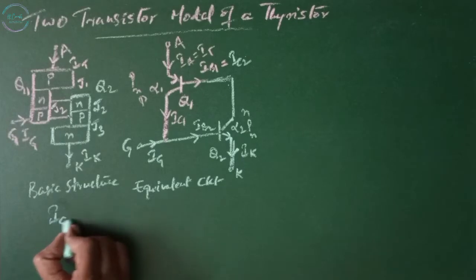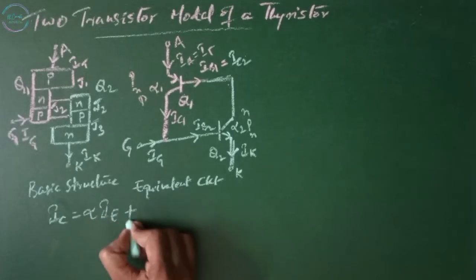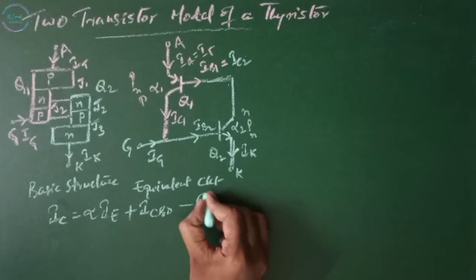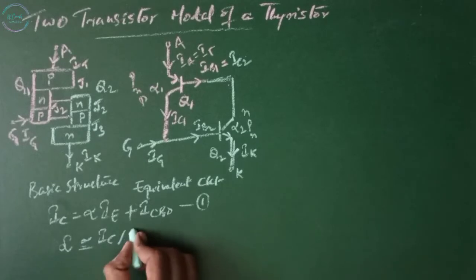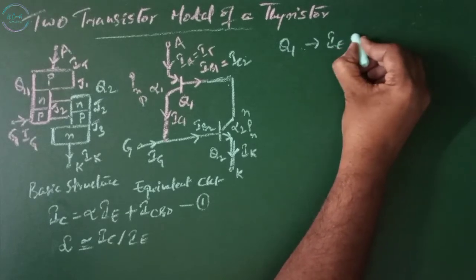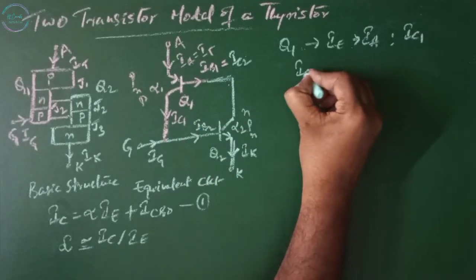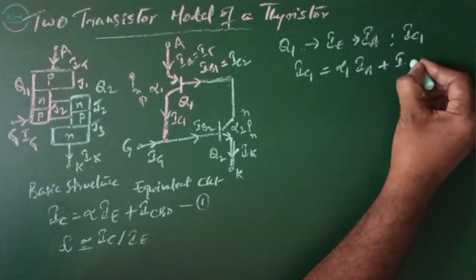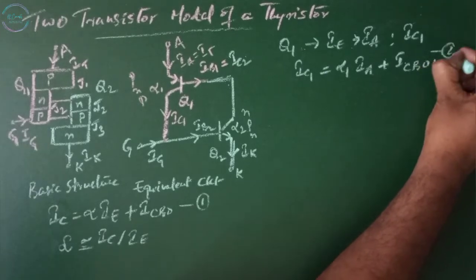The collector current of a transistor is related to the emitter current IE and the leakage current ICBO as shown in equation number 1. The common base gain alpha approximately equals IC divided by IE. Now, for the transistor Q1, the emitter current IE is nothing but the anode current IA. Collector current is IC1. Then IC1 is related as alpha 1 times IA plus the leakage current ICBO1 of the collector base junction 1. That is equation number 2.